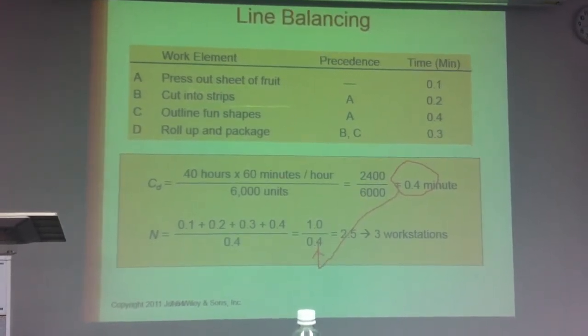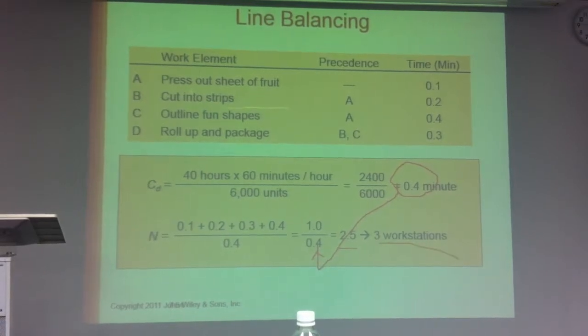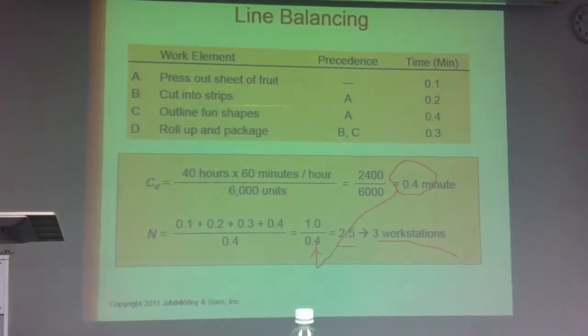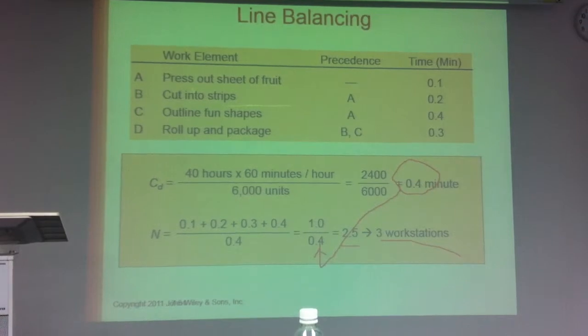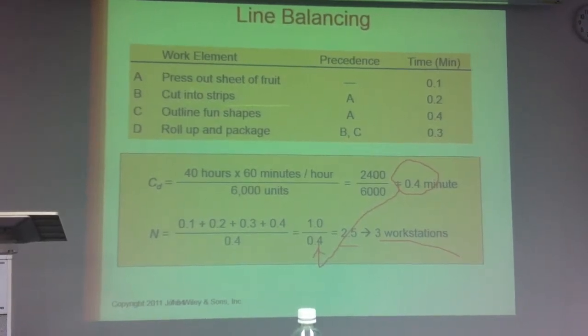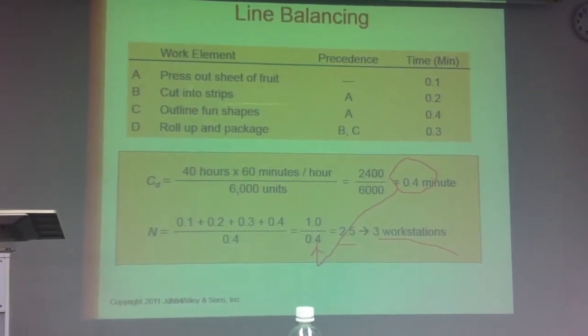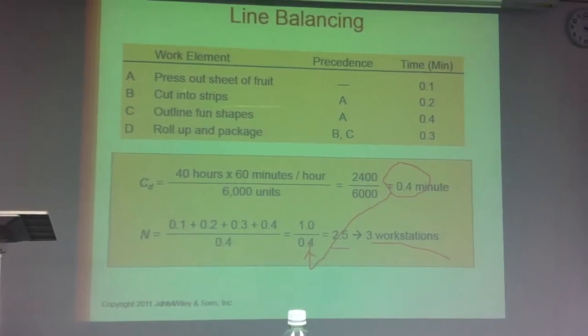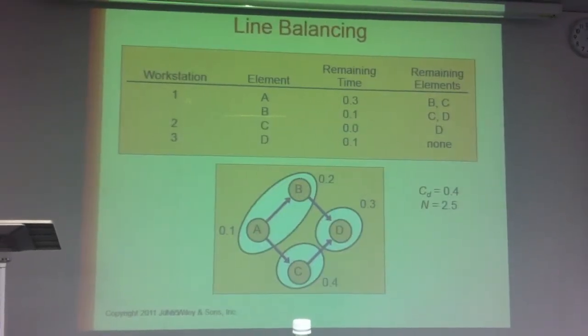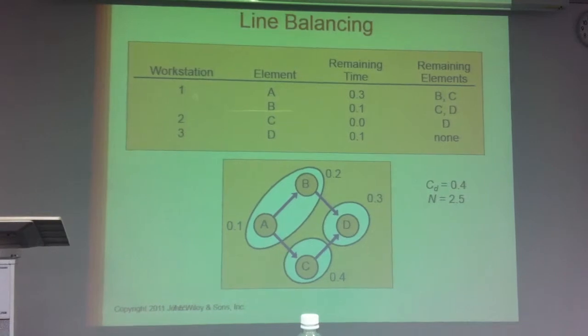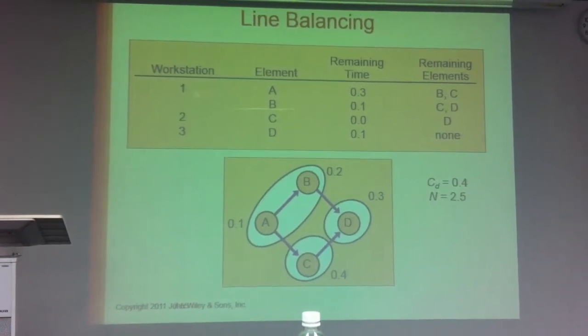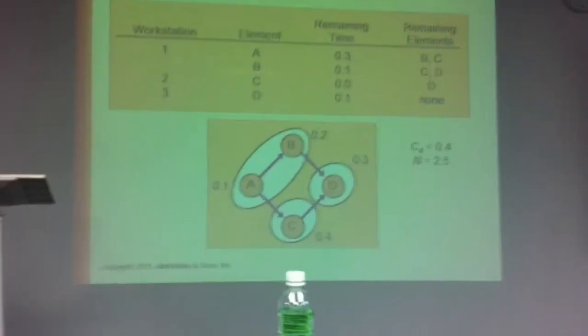And if we get 2.5, we say we have 3 workstations. Next, we round it up because we cannot have 2.5 workstations. Workstation is like a station. Next, we do this. This is the important one. Most students get confused from here. Next, we do this.